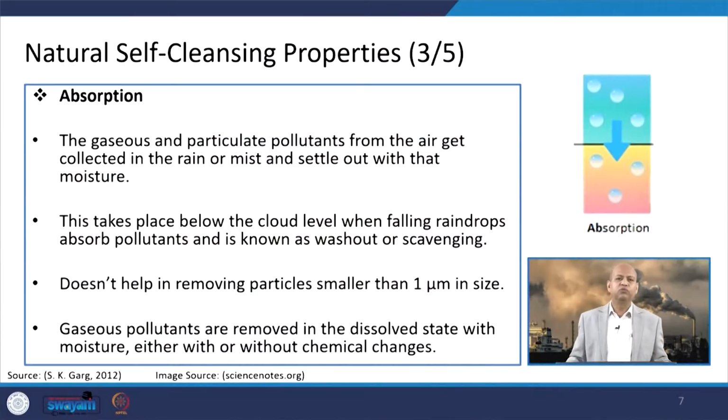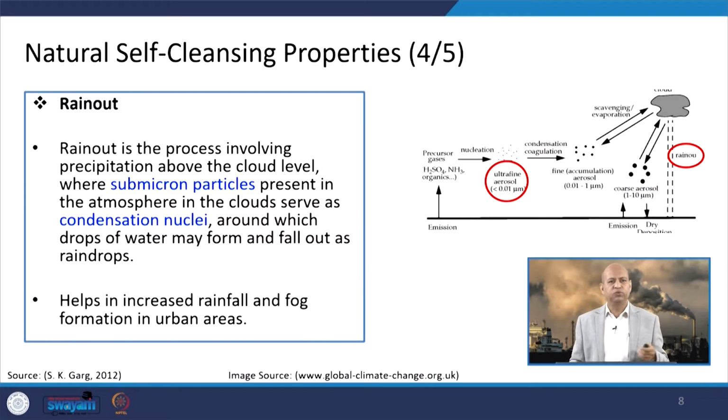Then absorption, like gaseous pollutants can get mixed into the rainwater or mist. Okay. So, absorption is there on some surfaces of solvents or something like that, which can be used in devising or having these mechanisms in an artificial manner also. And then gaseous pollutants are basically removed when, in the dissolved state, they are in the moisture. So, that is through chemical changes or wet deposition you can say.